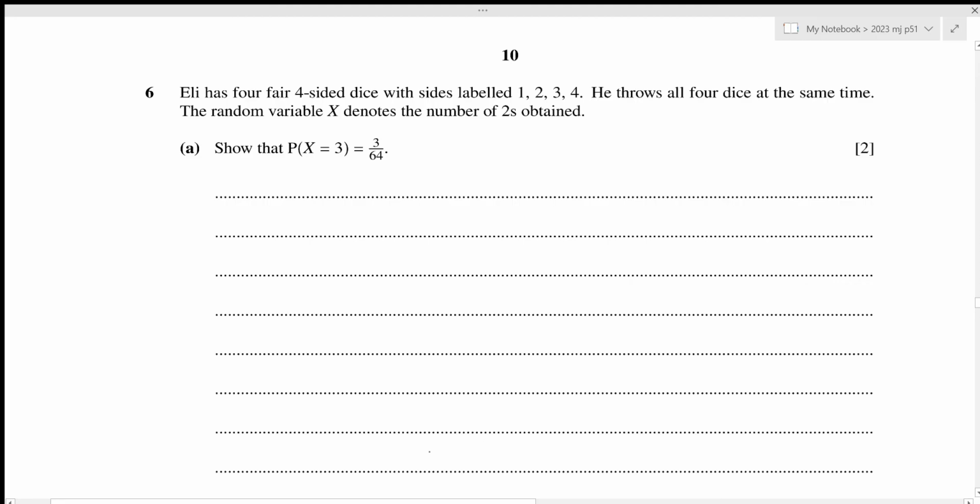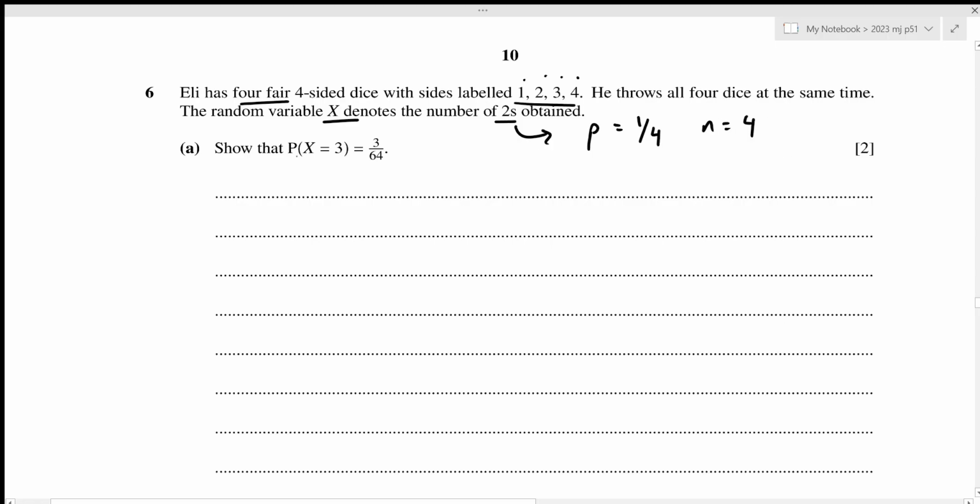Now for question number 6, Ellie has four fair four-sided dice with sides labeled 1, 2, 3, and 4. He throws all 4 dice at the same time. The random variable x denotes the number of 2s obtained. So the probability of obtaining 2 from the 4 different sides is just 1 by 4, right? And the number of dice in this case is 4. So this is clearly a binomial distribution.